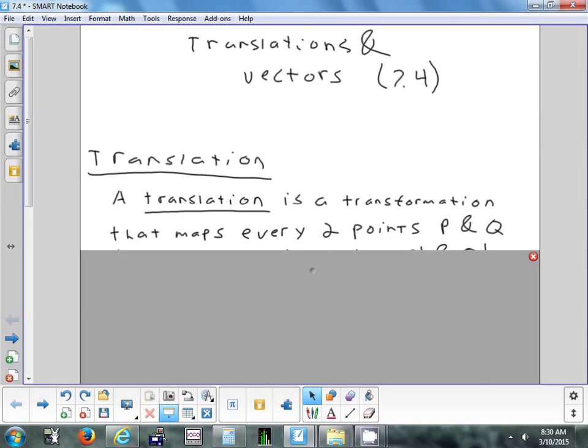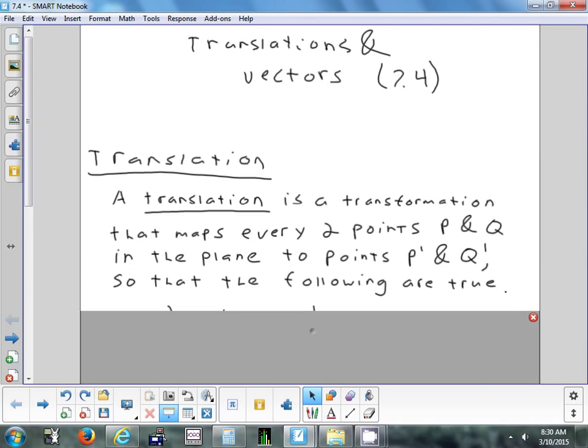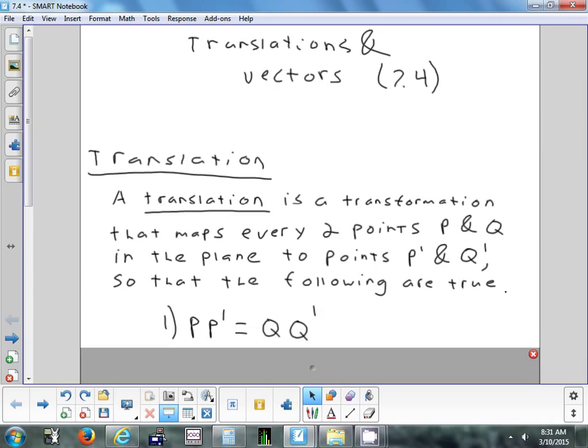Okay, so a translation, here's our definition. It's a transformation that maps every 2 points, P and Q. So what we'll do, we'll look at it as just a segment. Rather than trying to look at it as something really complicated, let's just simplify it and look at 2 points that make a segment. So every 2 points, P and Q, move to these points, P prime and Q prime, such that the following will always be true.